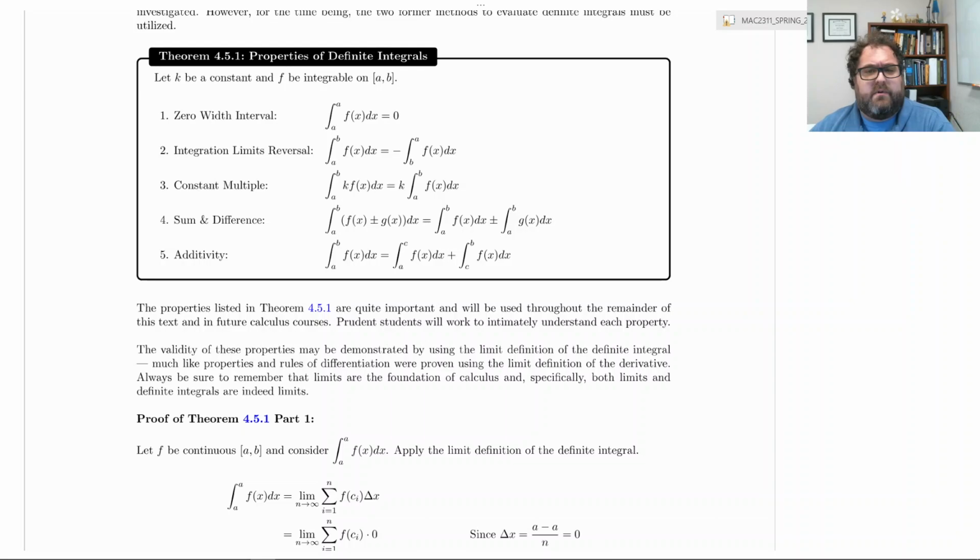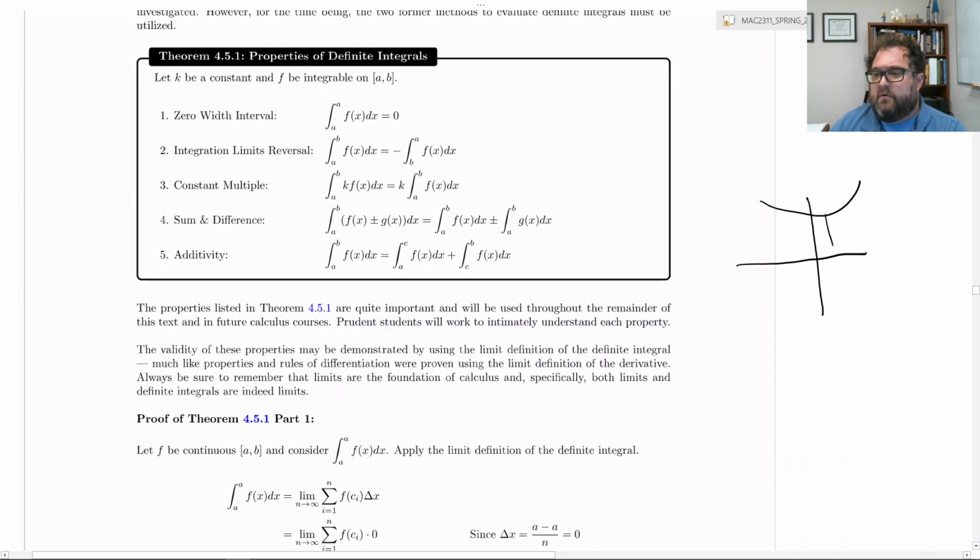But a zero width interval says that the definite integral from a to a of f of x dx is 0. Well, think about that. If you have a to b, obviously you have a region there, and you're finding the net area of that region. But if you don't have a b to the right, if you just have a to a, like a is on top of itself, imagine there's no net area there.